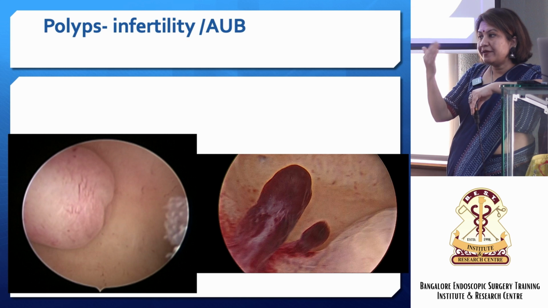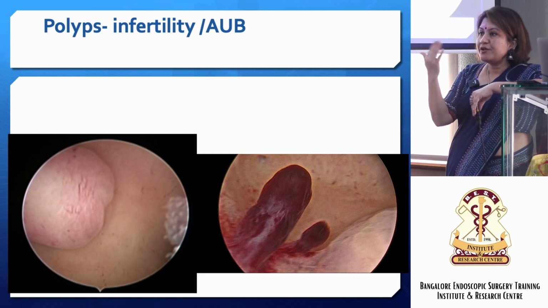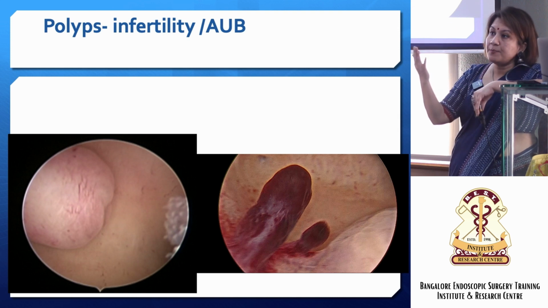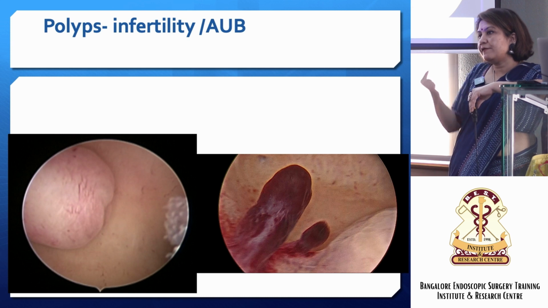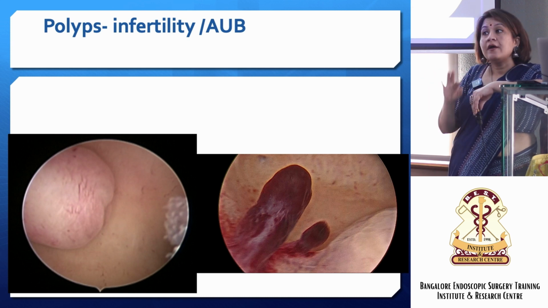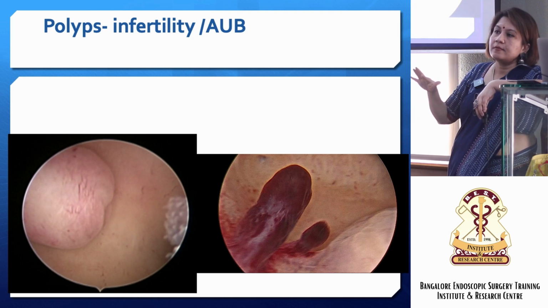And the other thing, polyps flap. Whenever you're distending the uterus with constant media, they usually have a flapping movement, even if it is a bigger polyp, and because they have central vascularity, the surface appears smooth.